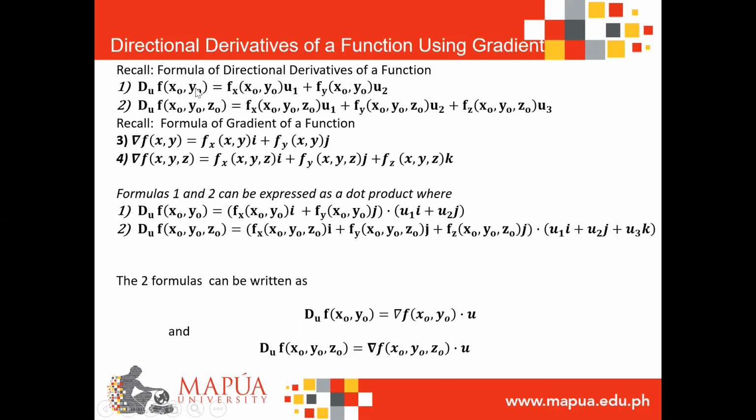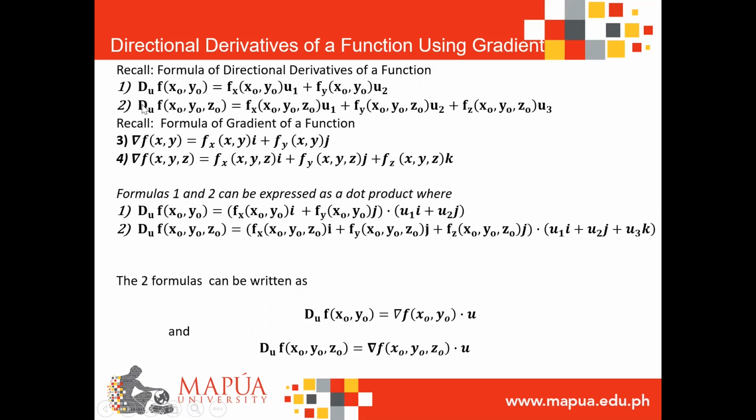So we have here the directional derivative of a function in the direction of the unit vector u, where we have D sub u of f is equal to f sub x evaluated at x sub 0, y sub 0 times u1 plus f sub y evaluated at x sub 0, y sub 0 times u2, where u1 and u2 are the components of your unit vector u.